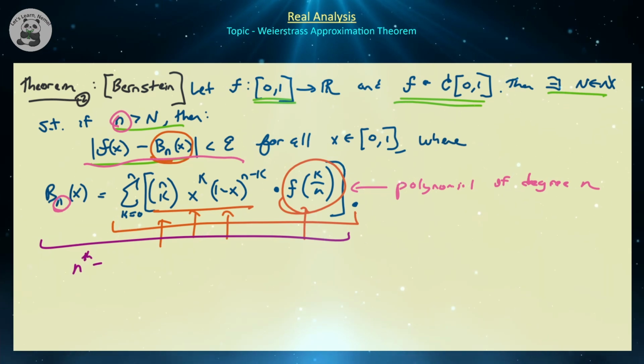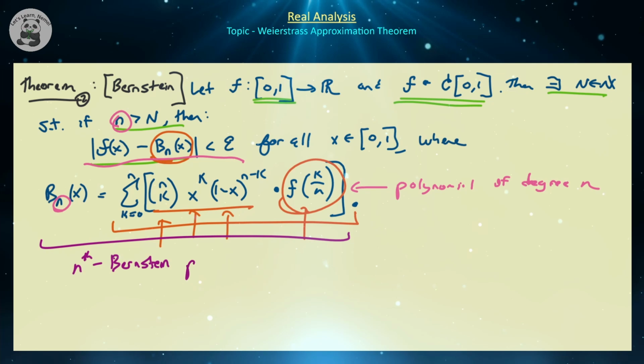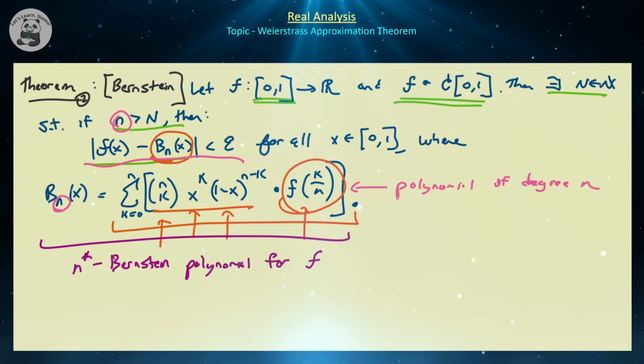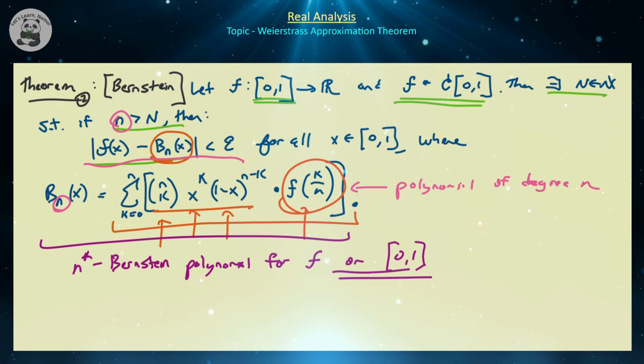So the nth Bernstein polynomial for the function f. And keep in mind, this only works on the interval 0, 1. All right? So regardless of the function you have, as long as you're continuous on the interval 0, 1, we can always approximate it to any degree of accuracy with a degree n Bernstein polynomial.